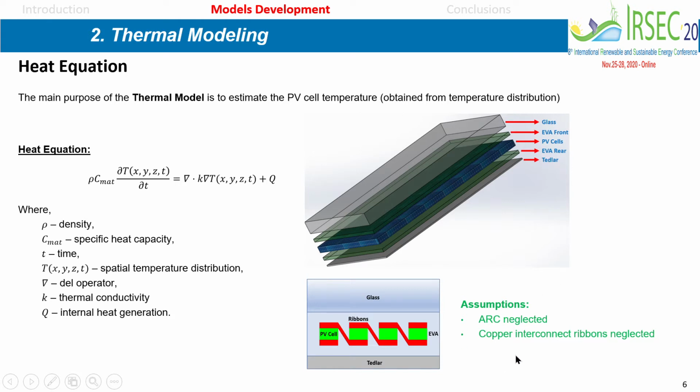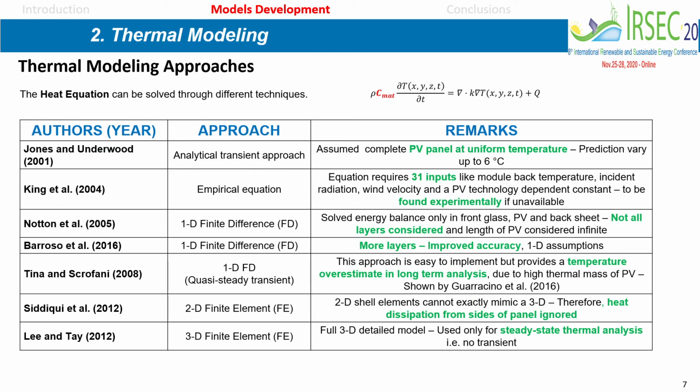In these first calculations, we are neglecting the anti-reflective coating. It's very thin. It's not going to change much the results. And in the first part, we are also neglecting the presence of interconnect ribbons, which are copper ribbons. But again, they are very thin, but we will come back to this. We are going to include them later on in a later phase for the degradation or mechanical degradation or fatigue degradation.